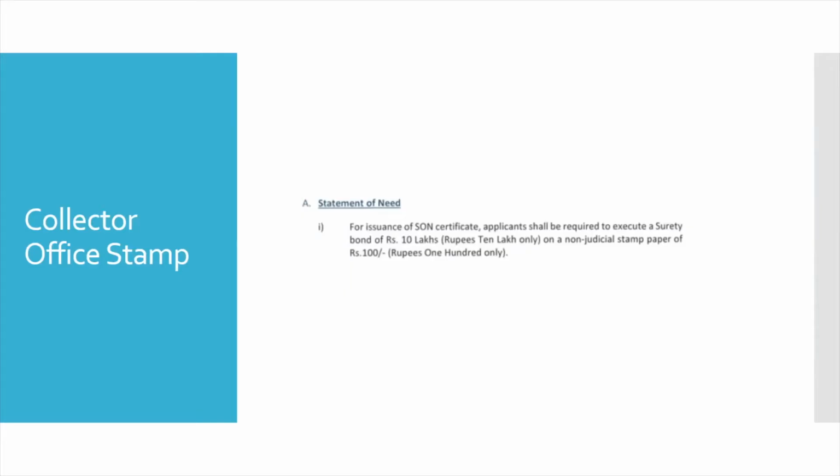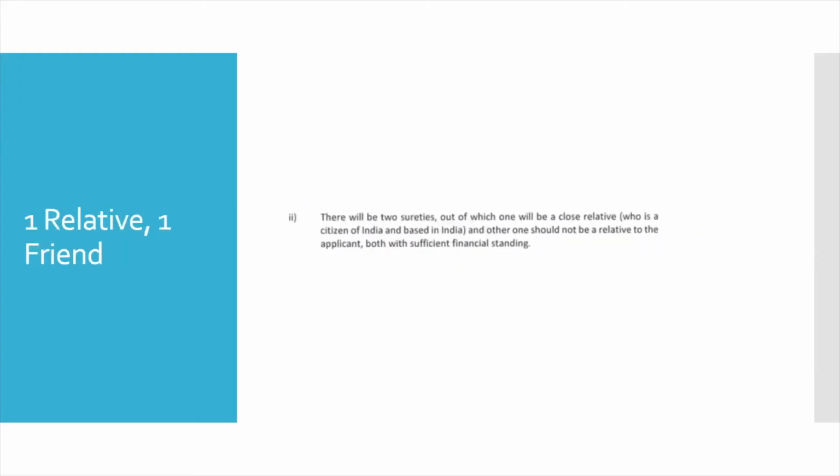In India, as I was told very recently, it's a specific stamp which is from the collector's office. I wasn't aware of that, so I don't know. I'm just waiting for them to respond to my application. The two sureties, one of them should be a close relative and the other one should not be a relative. They have a section where you mention your relationship with them, so just mention whatever it is.